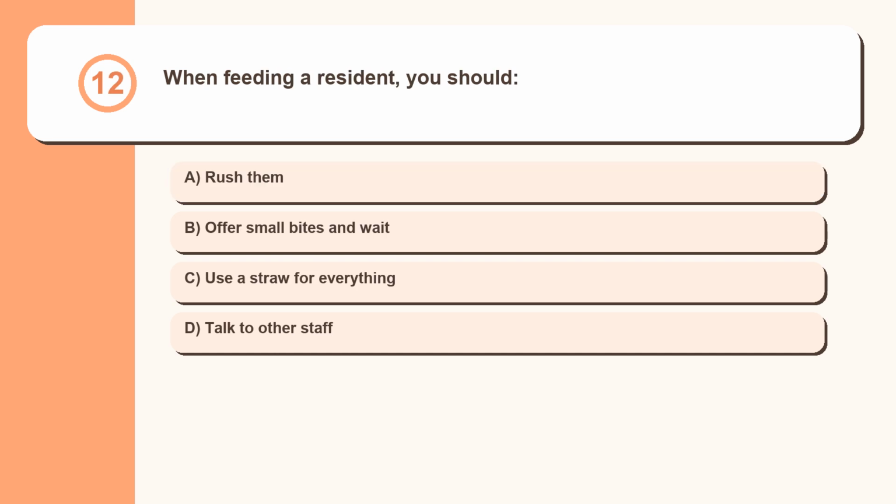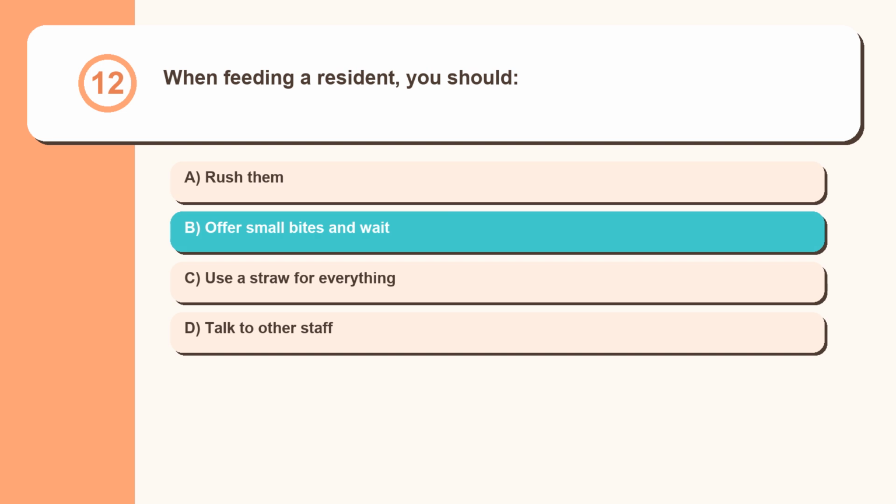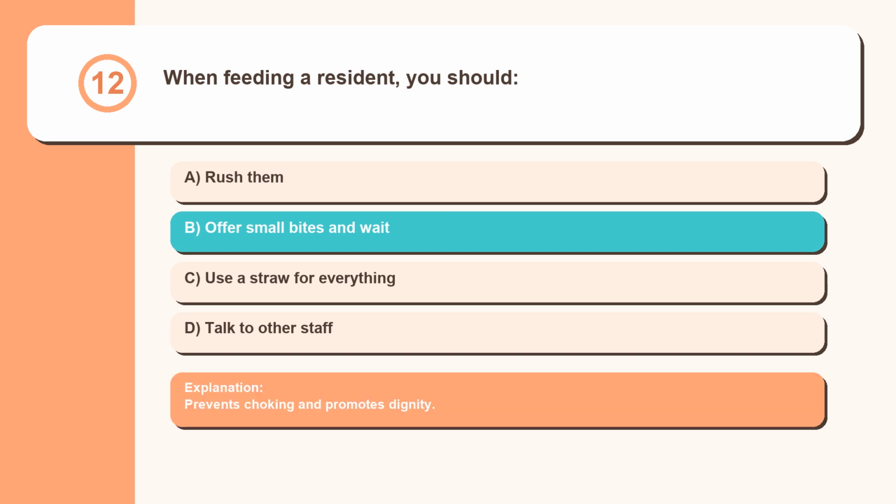Question 12. When feeding a resident, you should rush them. Offer small bites and wait. Use a straw for everything. Talk to other staff. Prevents choking and promotes dignity.